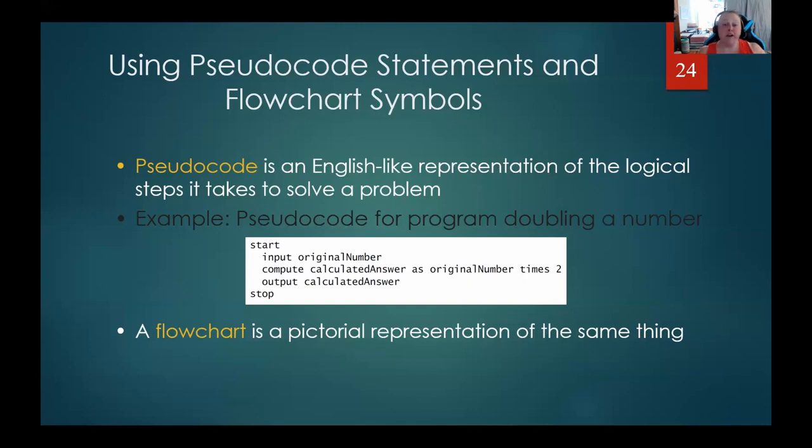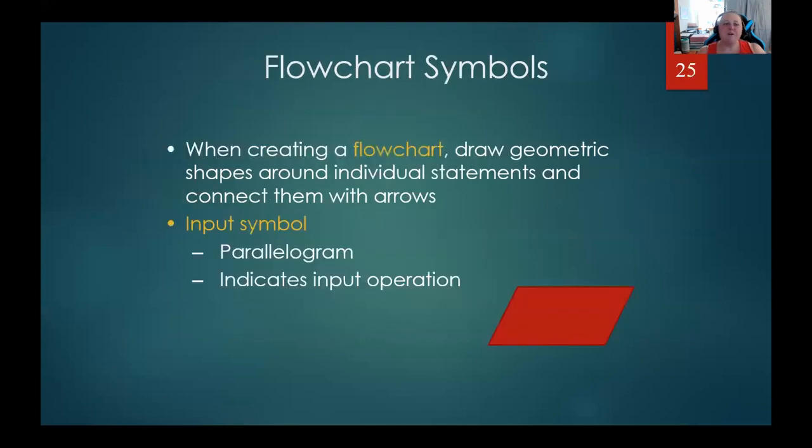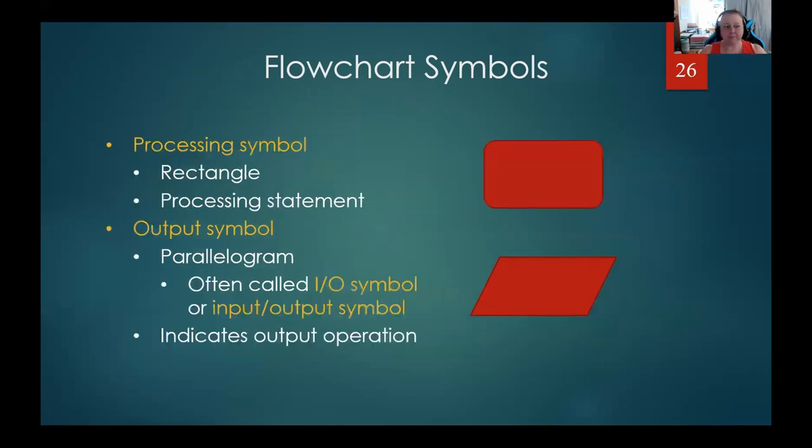A flowchart, on the other hand, is a graphical representation of the same thing as pseudocode, except it's in pretty pictures instead of words. So when creating a flowchart, it's a lot of geometric shapes around different statements and variables. Each one of these shapes actually has a meaning, okay? So a parallelogram, which looks like this, is going to be an input symbol, and it's going to indicate that you're going to wait on user input or it needs an input operation.